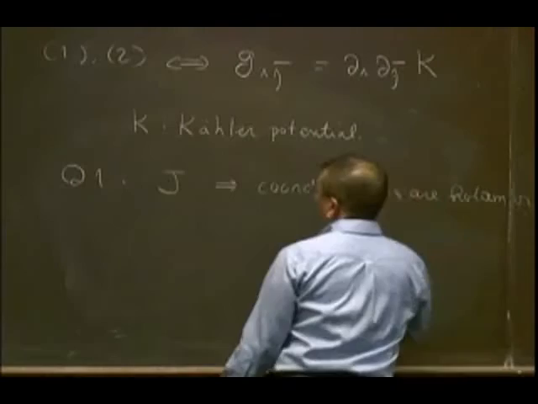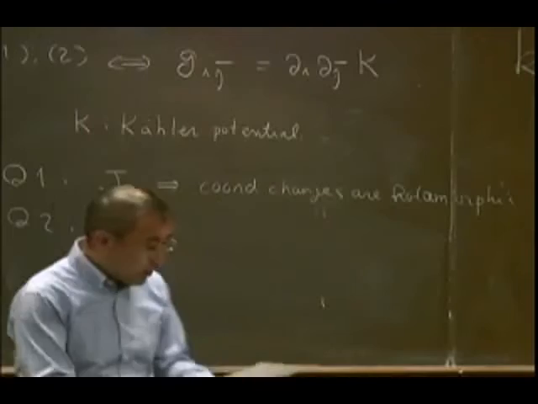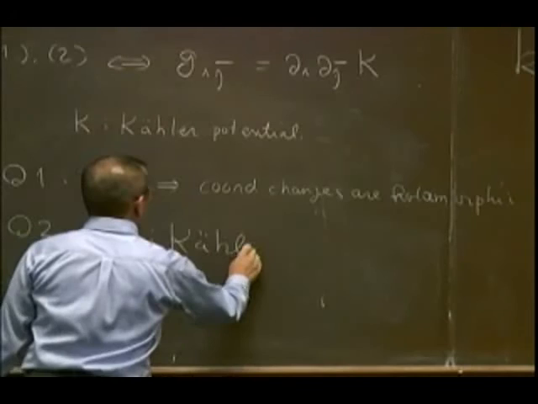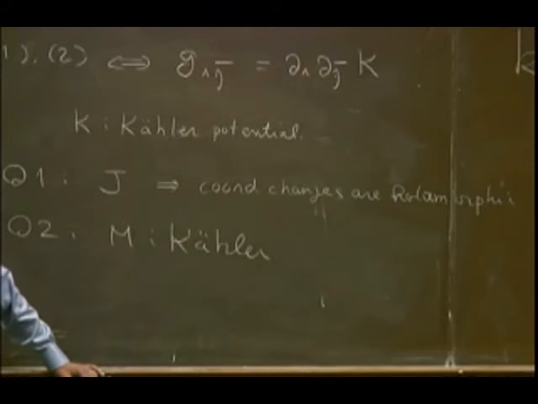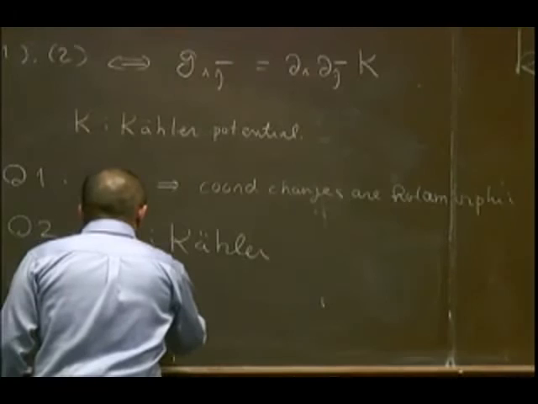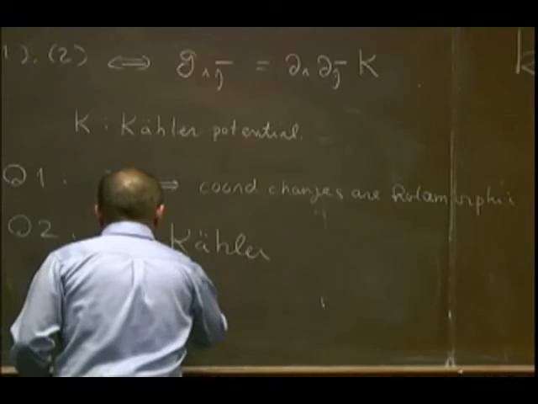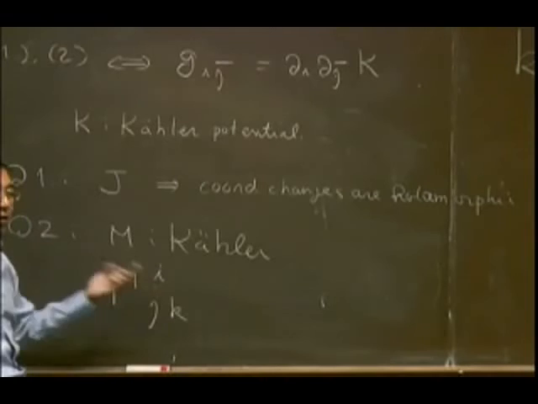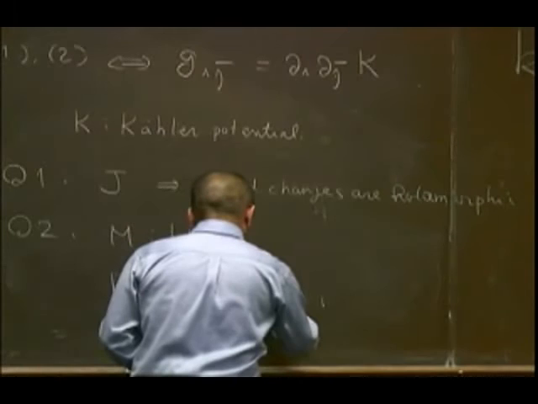The second question is about Kahler manifolds. The second question is the following. If M is Kahler, then that means that you have a metric tensor, so you can compute the affine connection and write down the Christoffel symbol. I'd like you to show that the only non-zero components of the Christoffel symbol involve these holomorphic indices only. So for example, you cannot have a mixed component. So you have either all holomorphic or all anti-holomorphic. And then moreover, it has this simple relation.